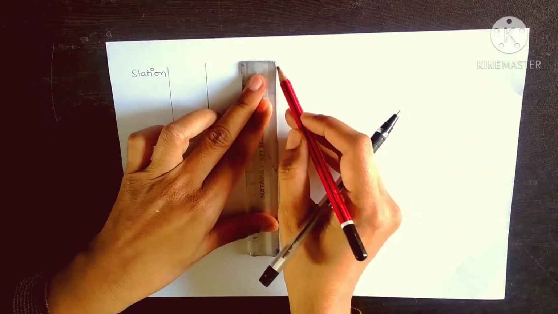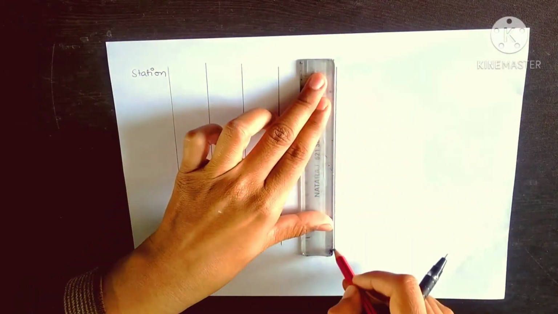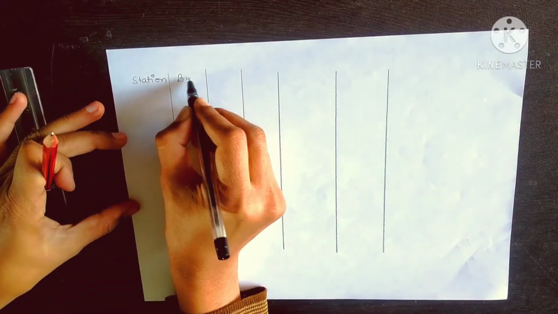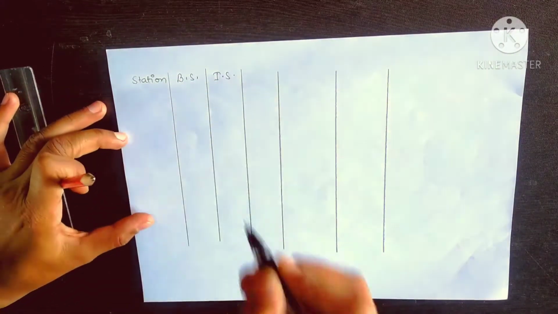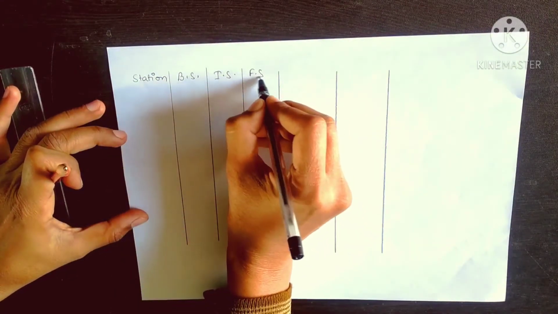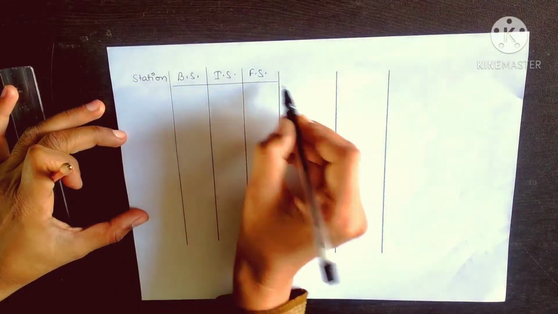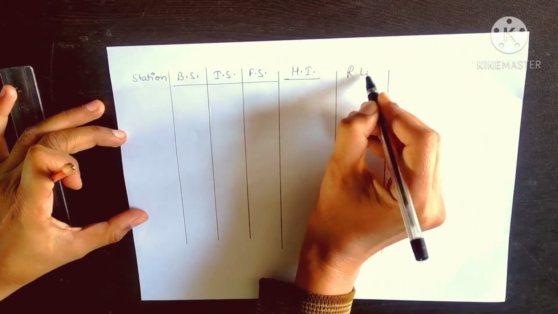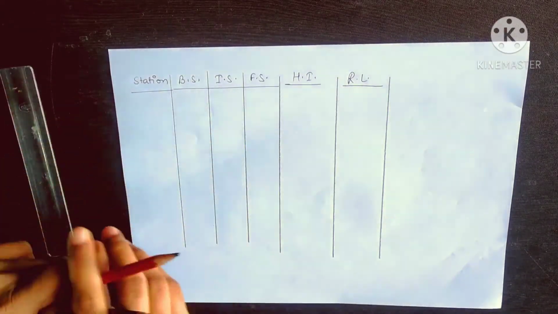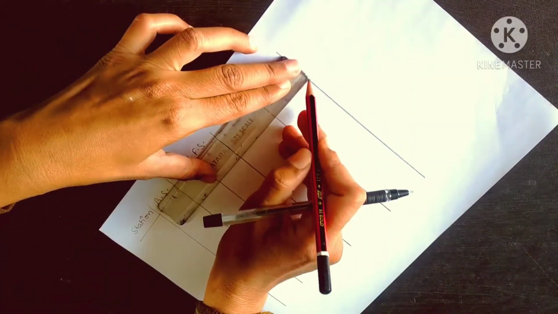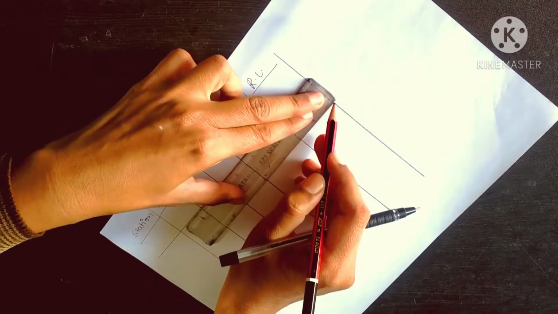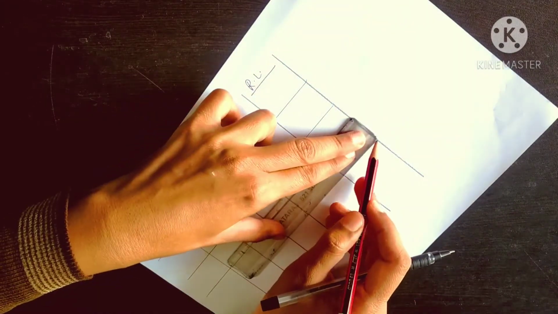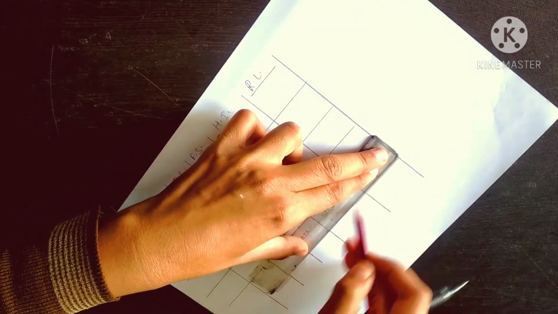IS, FS, HI and RL. And remarks. Like this is BS. This is IS. This is FS. These are the readings. This is the value of height of instrument HI, and this is RL. Okay. We have to give horizontal divergence also, so that we will not get confused between the readings and the problem solution.